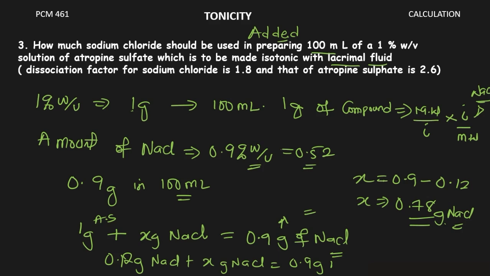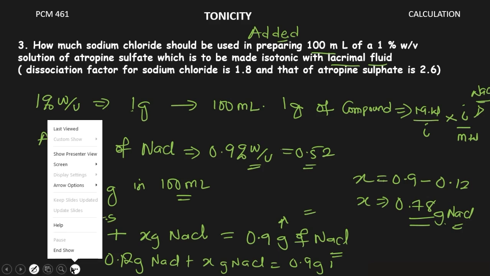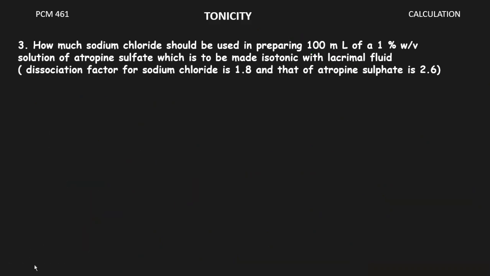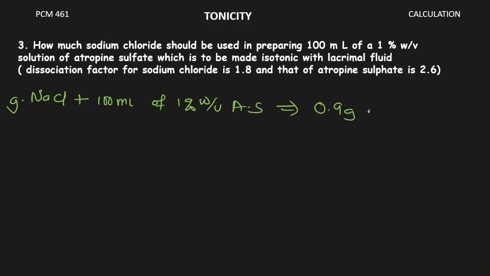So the way the question came was what was confusing. If you see a question like this, what is the first thing you need to do? First of all, understand the concept that they are asking how many grams of sodium chloride you will add to this amount here, which is 100 ml of 1% weight in volume atropine sulfate. That will give you 0.52 solution. But you know that 0.52 solution is still equivalent to 0.9 gram of sodium chloride. Do you get it now?